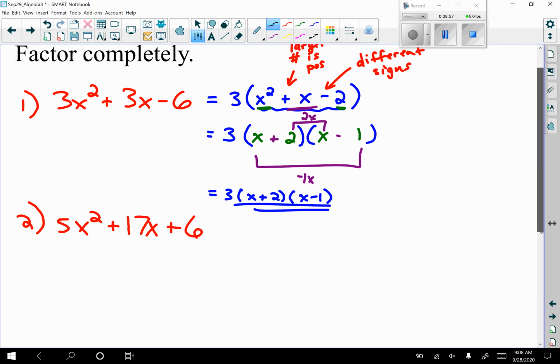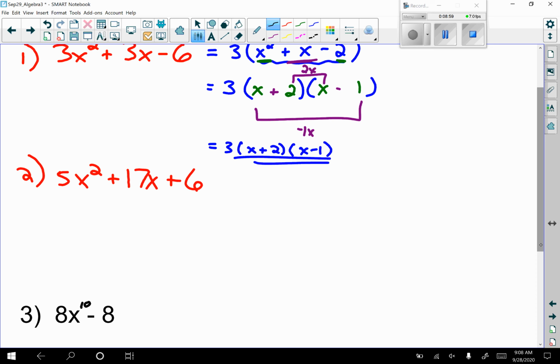All right, looking at 2, again, ask yourself, this is a trinomial, 3 terms. Is this in order? It is in order. Is there a GCF? In this case, no, there is no GCF. So I'm going to go straight to making 2 sets of parentheses.